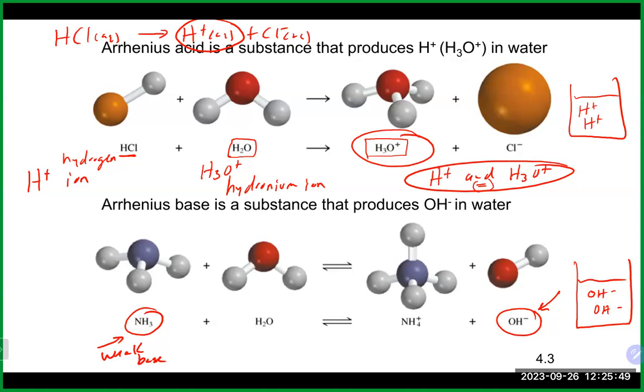But these guys are able to release those things. In the case of an acid, something like HCl, it's that H that comes off, and in any type of oxy acid, it's that H that's attached to that O. That's basically what comes off in solution.